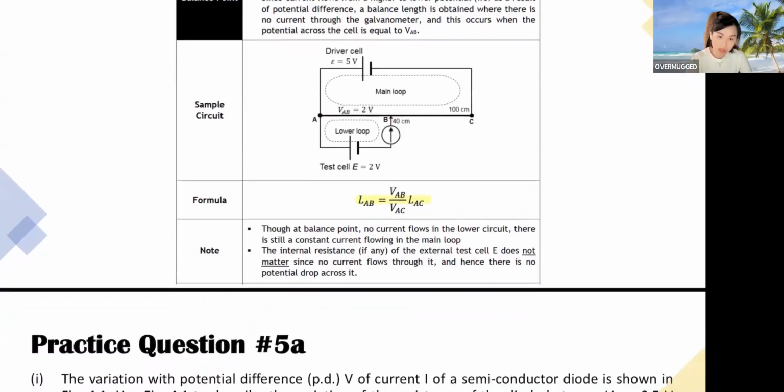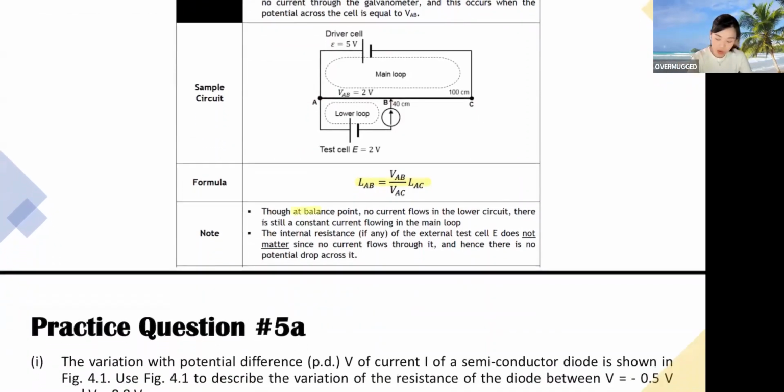Okay, just take note, at the balance point, even though there is no current flowing through the lower circuit here because the deflection is null, there is still constant current flowing in the main circuit here. Okay, that's how you can measure the EMF. And in the test cell, the internal resistance, if there is any in the external test cell, does not matter because at the balance point, no current flows through, so there will not be any potential drop should there be an internal resistance here. Okay?